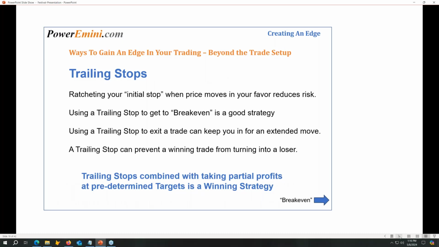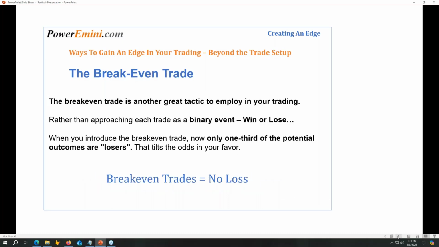Ratcheting your initial stop when the price moves in your favor can allow you to get to break even. We're real big on break even. My number one goal has always been to get a trade to break even as quickly as possible. Trailing stops can keep you in for an extended move, and when you latch on to a big fish, you want to land it, right? Using a 6-tick stop and a couple of point target can work for some people, but you need an extremely high win rate. We prefer to shoot for the bigger targets, right? Trailing stops combined with taking partial profits is a winning strategy.